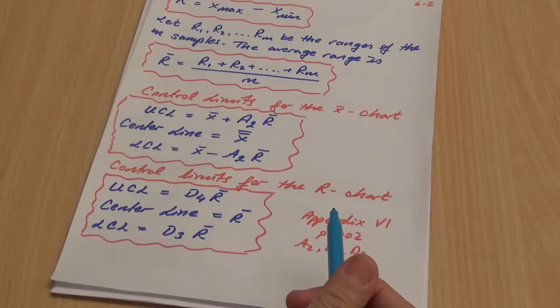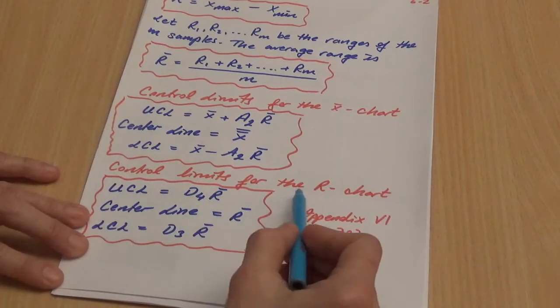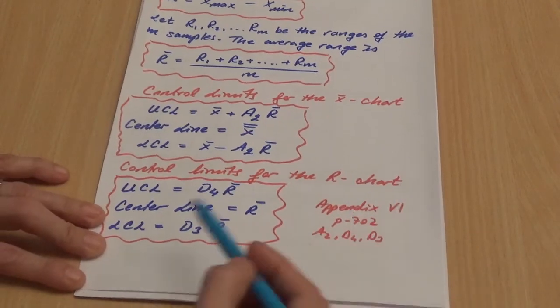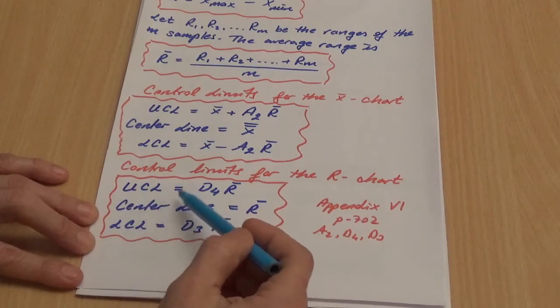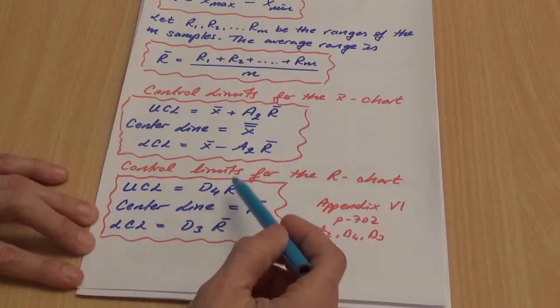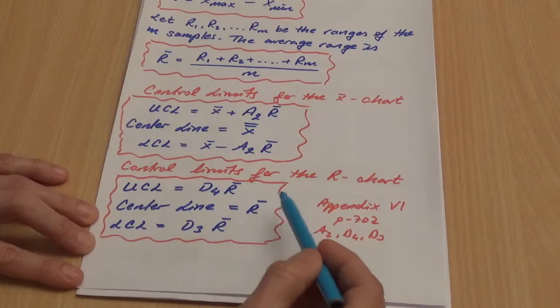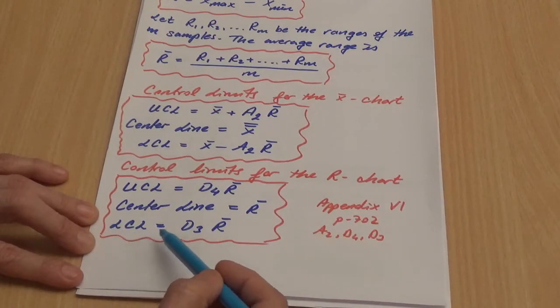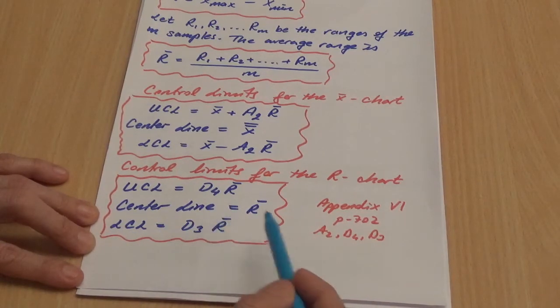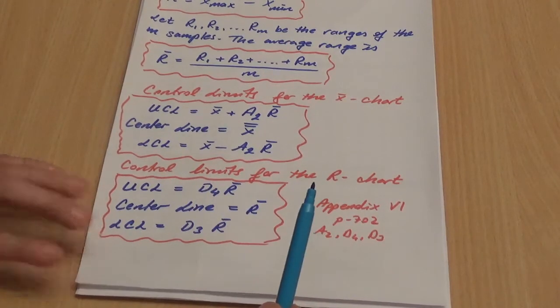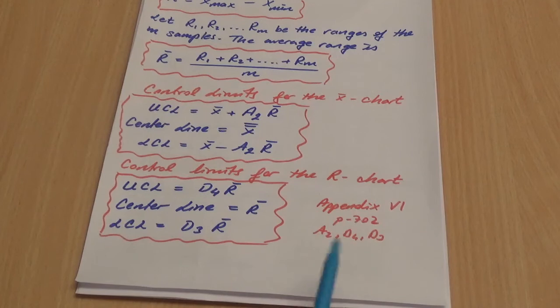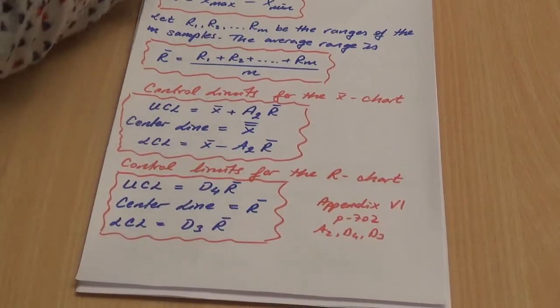Control limits for R chart are formalized as upper control limit equals D4 R bar, center line R bar, and lower control limit is D3 R bar. Where are these values? Where can we find them? We can find them from Appendix 6, page 702.